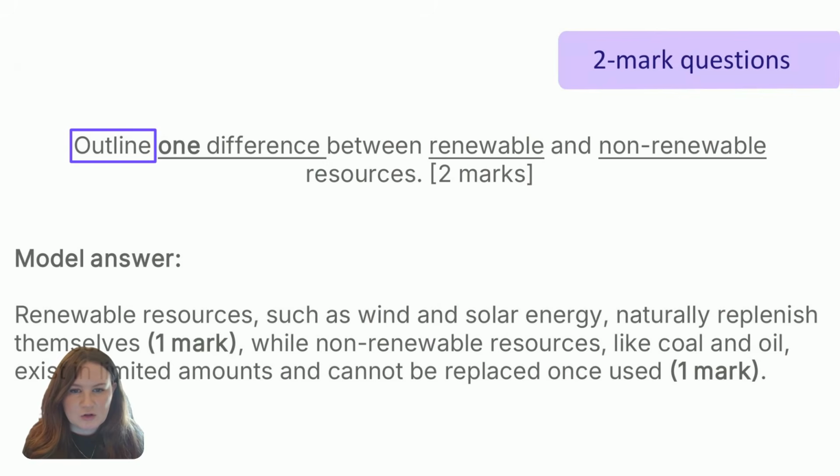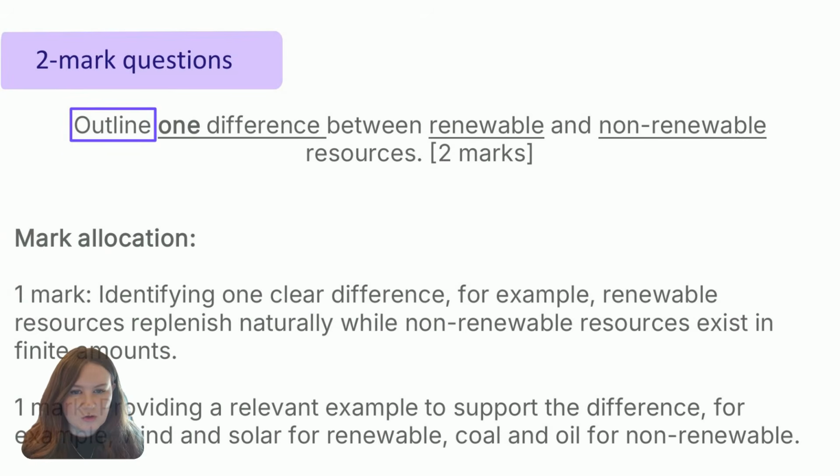So if we have a look at a model answer here, this says renewable resources such as wind and solar energy naturally replenish themselves, 1 mark, while non-renewable resources like coal and oil exist in limited amounts and cannot be replaced once used, another mark. So this answer is good because it's short, it's direct, and it ticks all the boxes for full marks. Let's see how the marks are awarded.